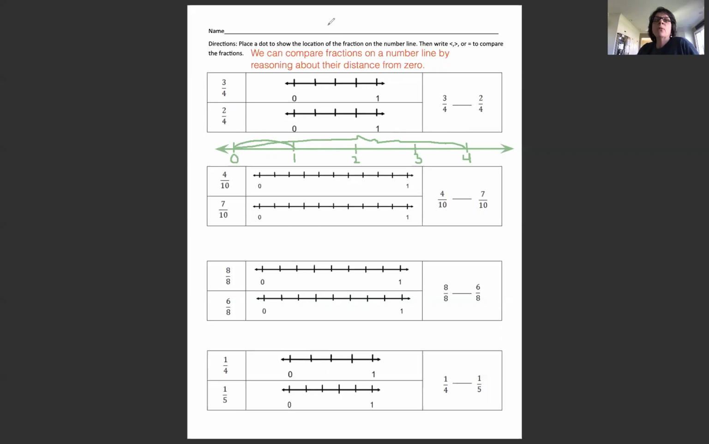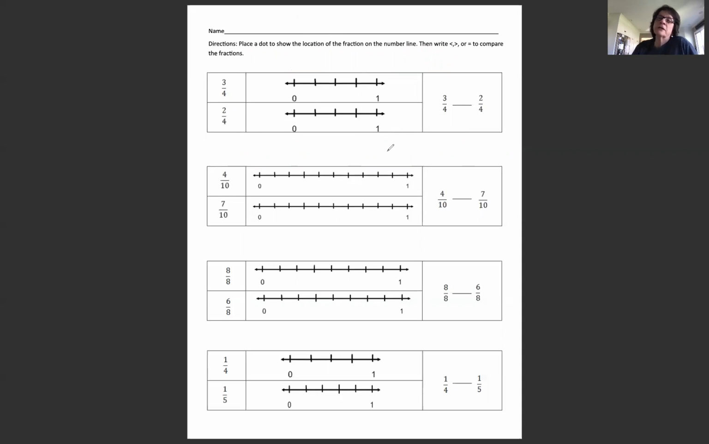Guess what? It works the same way with fractions too. So the further away a fraction is from 0, the greater it is. The closer it is to 0, the smaller it is, just like with any other numbers you've used on a number line so far. So let's get started comparing fractions on a number line.